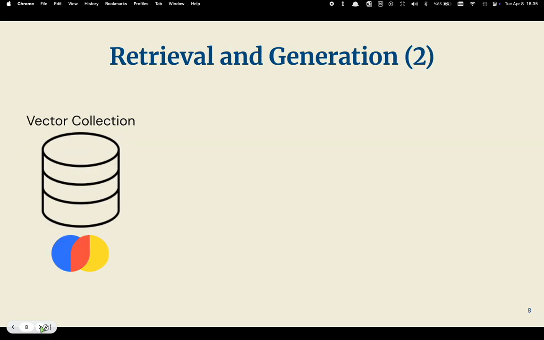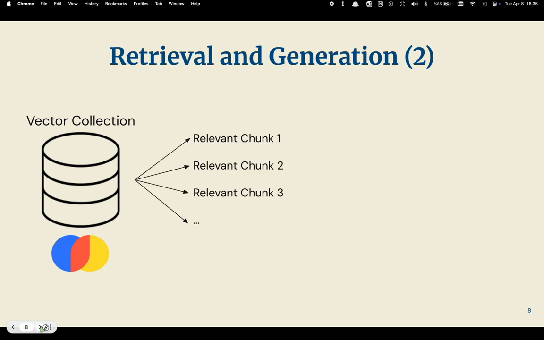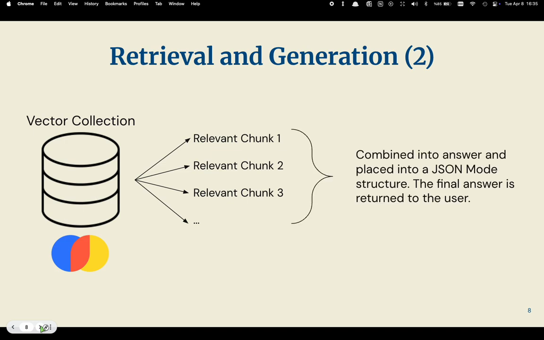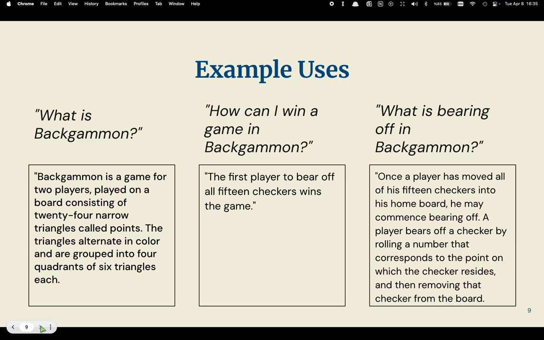Once this comparison is done, we get a bunch of responses from the vector collection, and what the collection returns is a bunch of relevant chunks that it thinks are related to the user's question. We get these chunks in return, and then we combine these chunks into an answer, which is then placed into a JSON structure, and the AI system uses this structure to provide the final answer to the user.